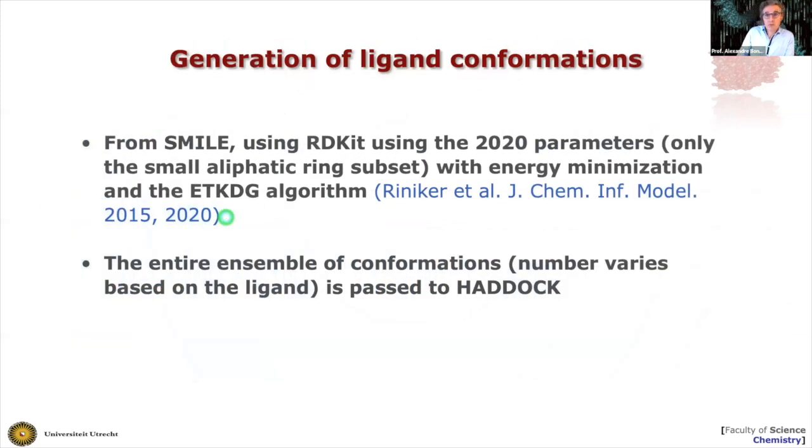So for the ligand conformation, we switched at the time to using RDKit, open source software, and we are basically sampling all possible conformations of all ligands. We don't make any selection of the conformations. We just give the entire ensemble of conformations to HADDOCK. And this is used in the docking process. So basically HADDOCK will sample here one at a time each conformation, and through the pipeline, the best conformation will be automatically selected, hopefully, to make it to the flexible stage and the final stage.